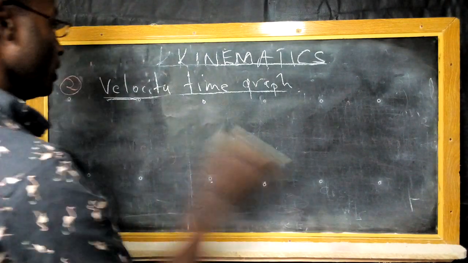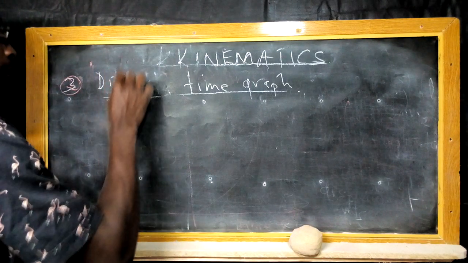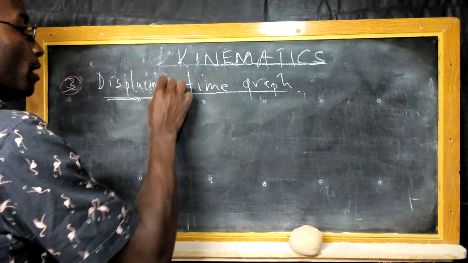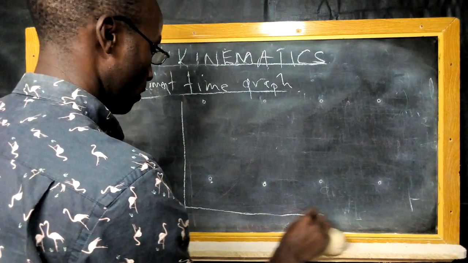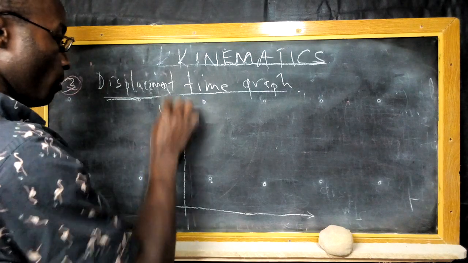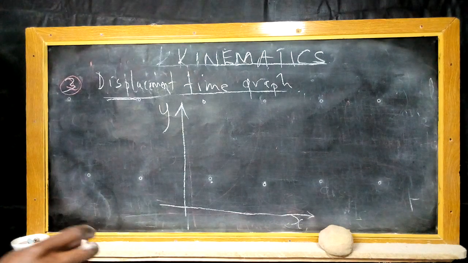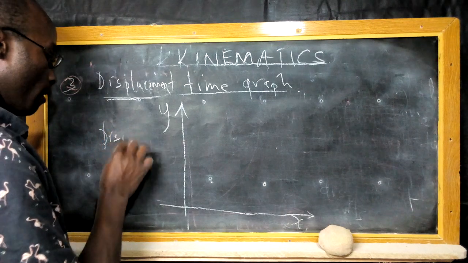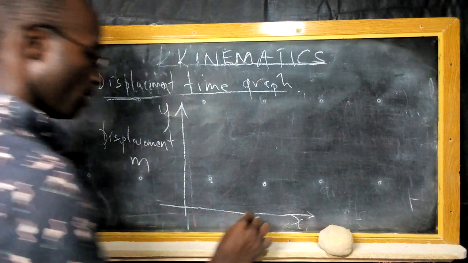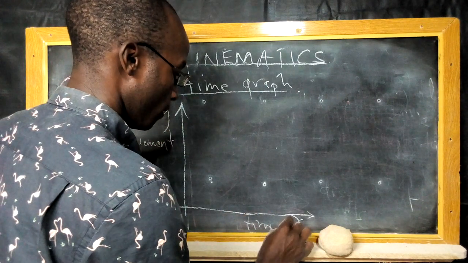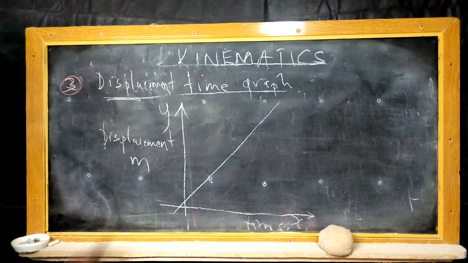So this is displacement. Number 3, displacement time graph. Now that one is going to be given as this. So this is the y-axis, the x. This is displacement. This one is given in meters, and the time is given in seconds. So in that case, for this graph of displacement over time, presume that this is the origin.